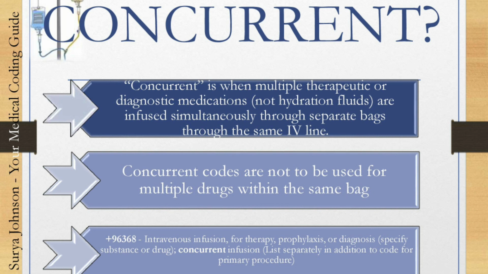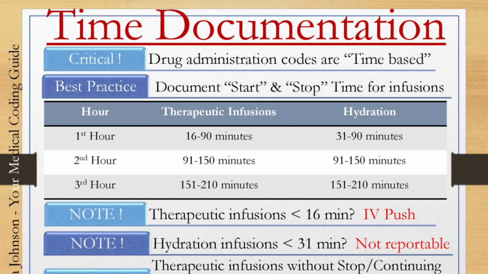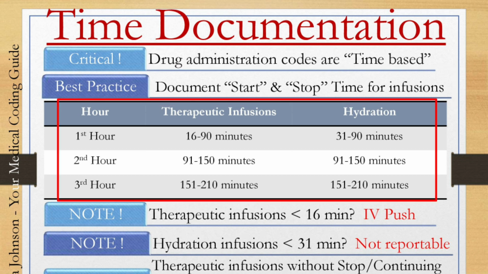Next, we'll move on to an important topic to take care of while coding infusion, injection and hydration services: time documentation. All these services are time-based codes, as you already saw in the CPT code descriptions. So drug administration codes are time-based, and that is critical. Best practice here is to document the start and stop time for the infusion. There is a table here that explains the hours and what they mean for therapeutic infusion and hydration.